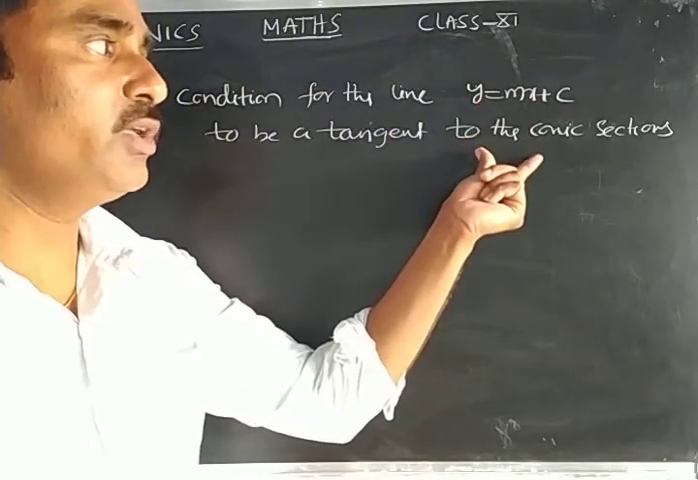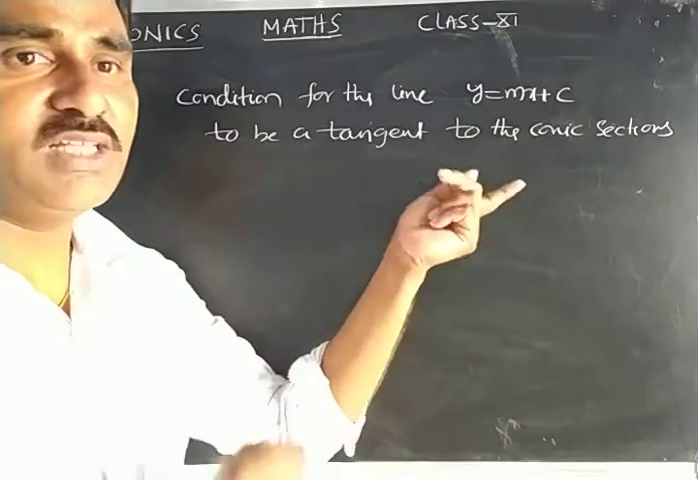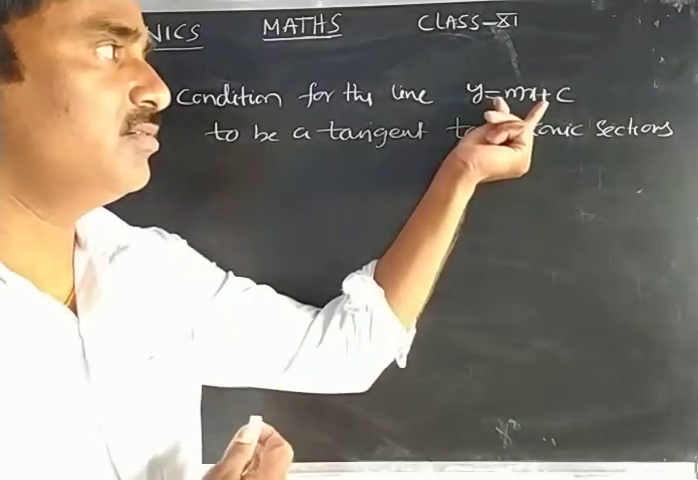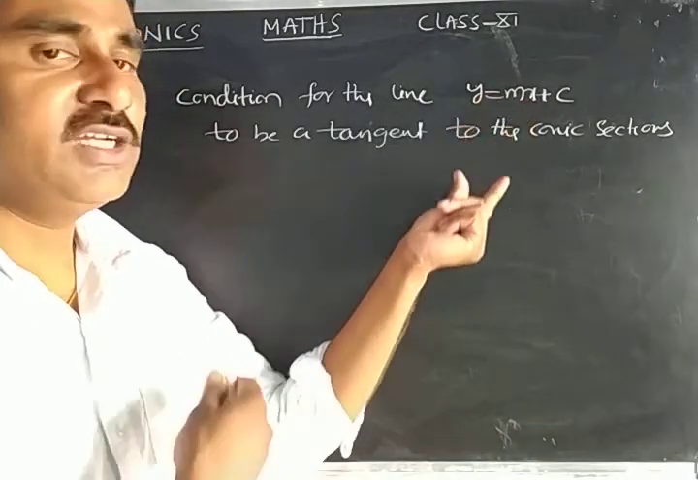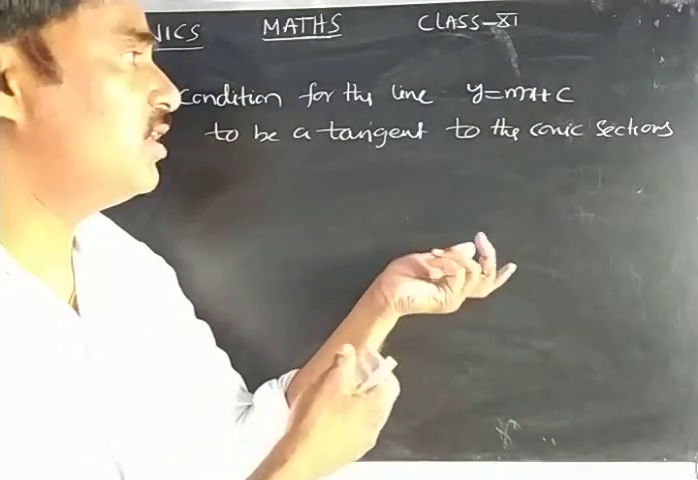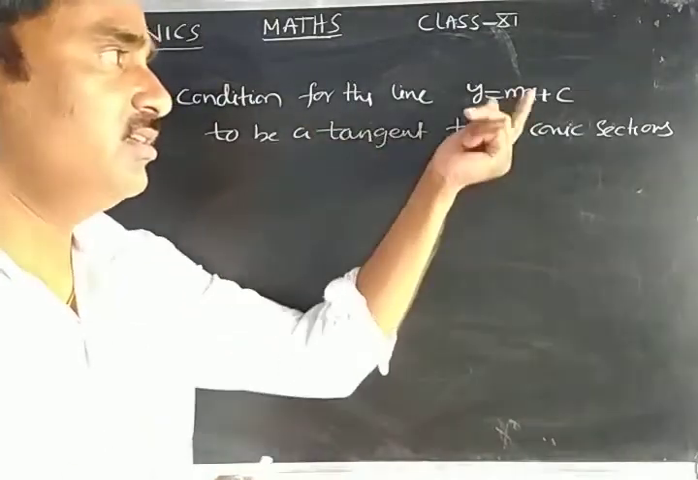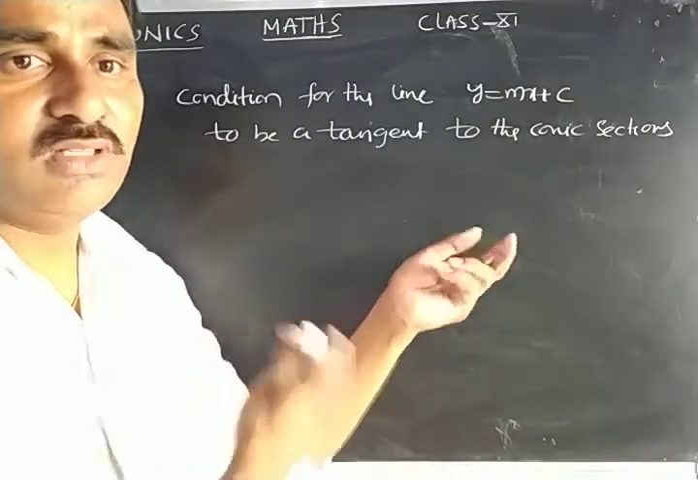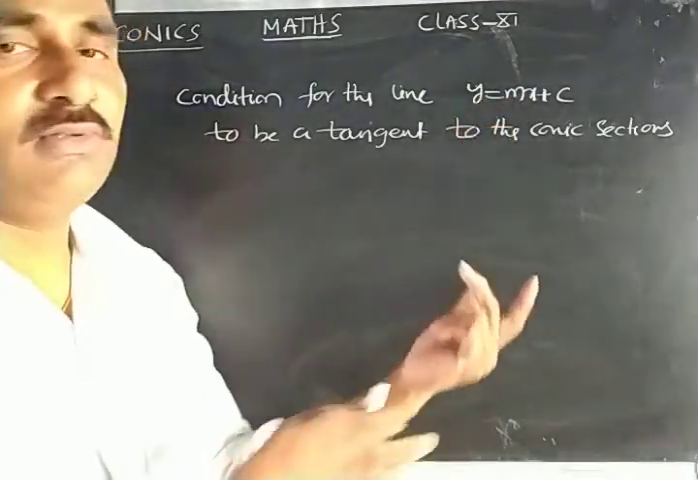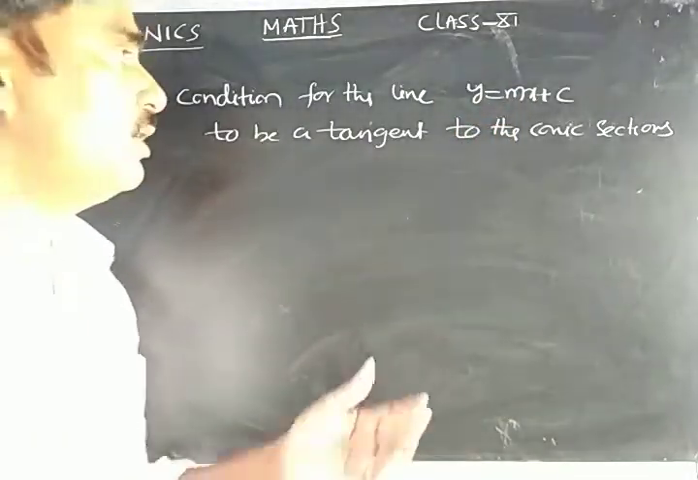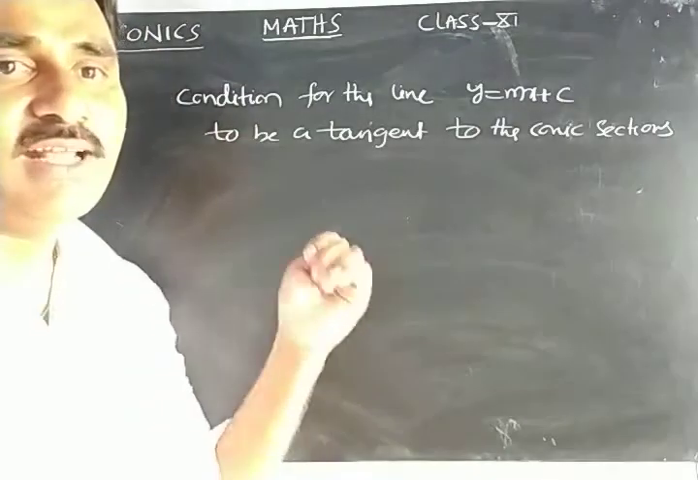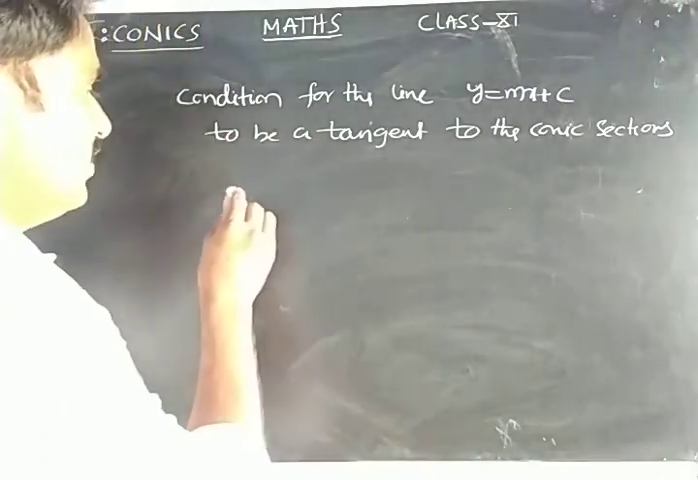If it is a tangent to the circle, then what is the condition? If it is tangent to the parabola, then what is the condition for tangency? If it is tangent to the ellipse, what is the condition for tangency? If it is tangent to the hyperbola, what is the condition of tangency we are going to derive? Okay, first of all, circle.